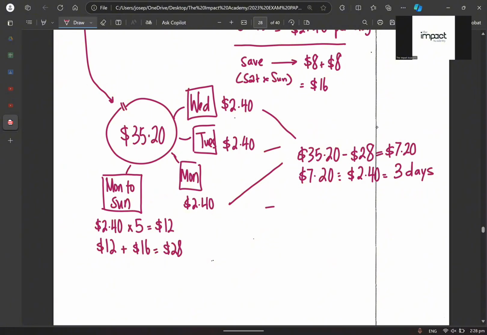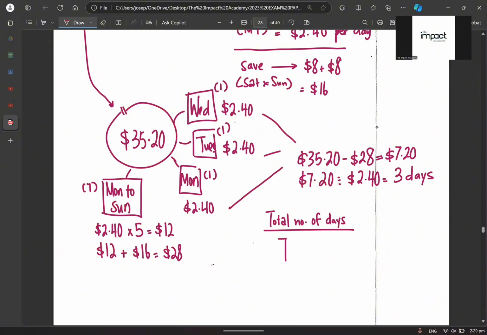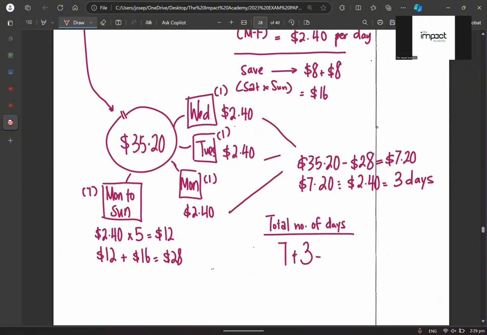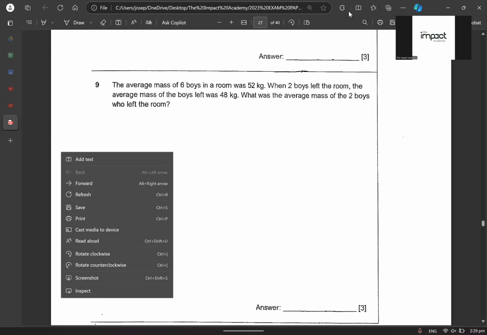So the total number of days, we're just going to write down, total number of days will be 7 first. Why 7? Because there's 7 days over here. There's a day over here, a day over here, a day over here. So basically just 7 plus 3, and we get an answer of 10 days. So Sheena took 10 days to save up to $35.20.